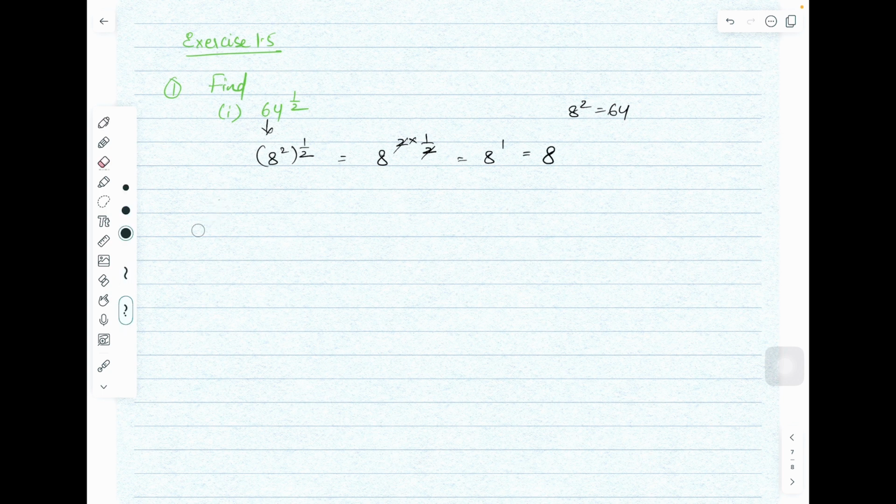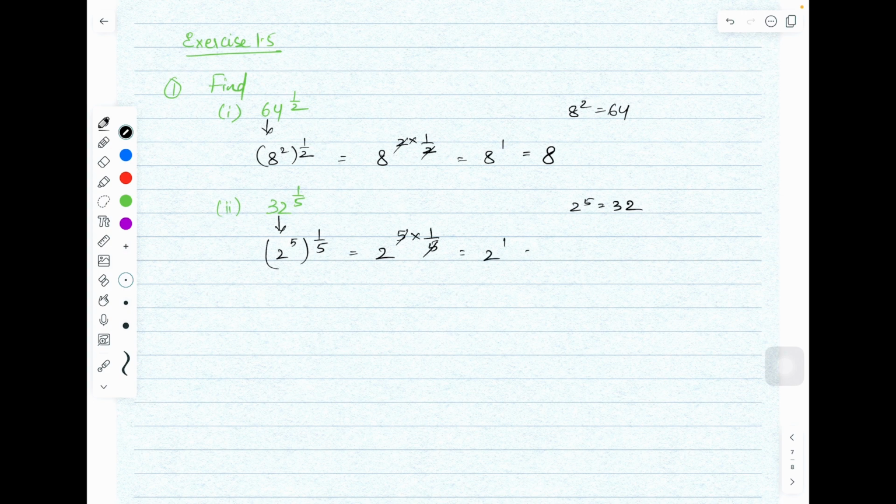Second is 32 to the power 1 by 5. We know 2 to the power 5 equals 32, so we can write 32 as 2 to the power 5. Now it looks like 2 to the power 5 to the power 1 by 5. We multiply the exponents: 5 into 1 by 5, the 5 gets cancelled. Only 2 to the power 1 remains, which equals 2, the answer.